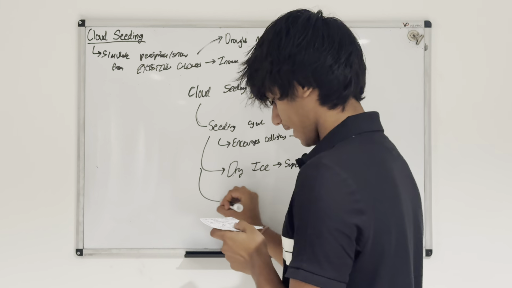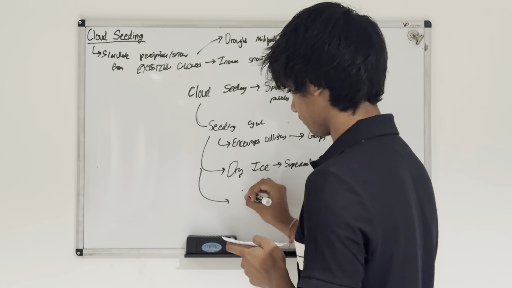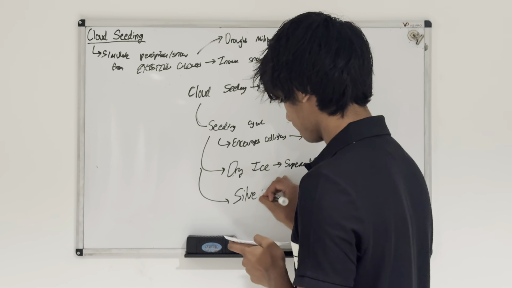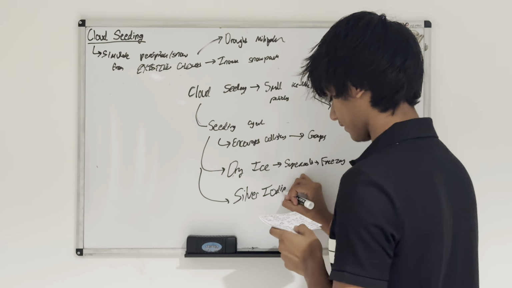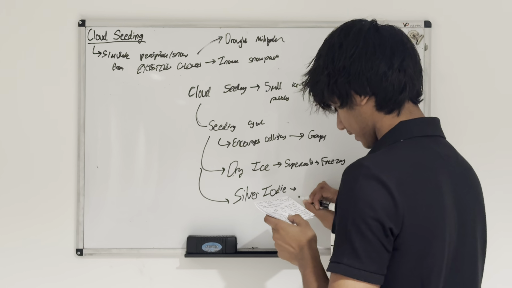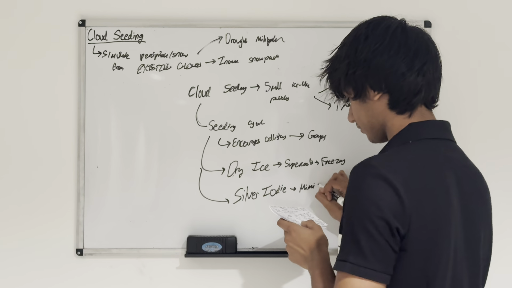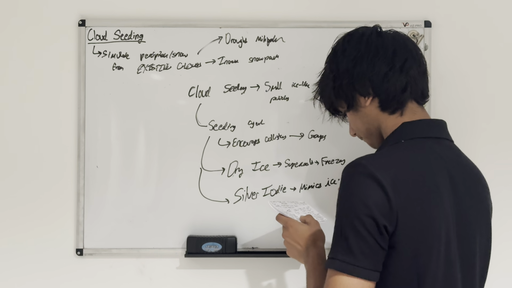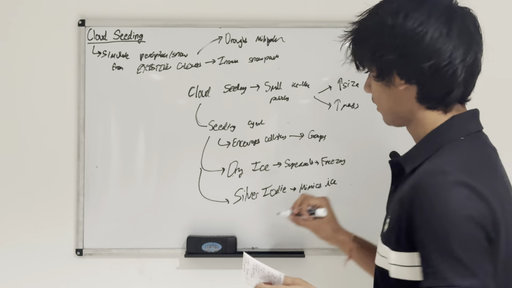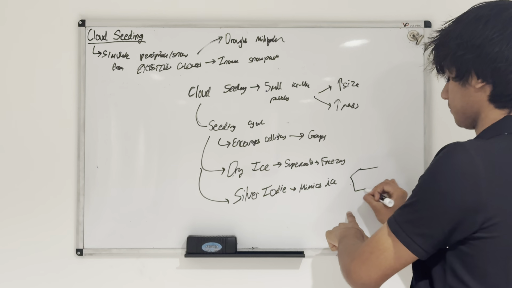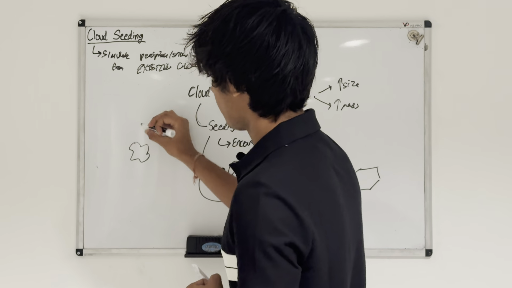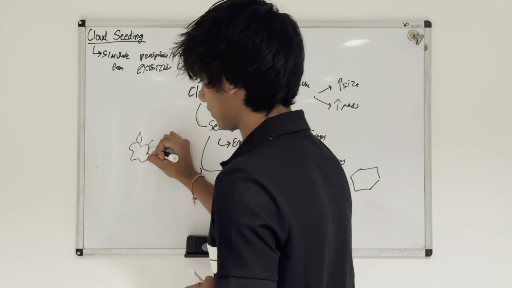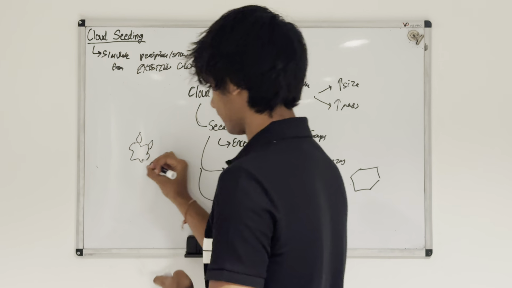You also have a compound called silver iodide. It's often used as a cloud seeding agent, and silver iodide mimics ice, so it's an ice-like formation. Basically it's in this hexagonal pattern, which is similar to ice. So you have this silver iodide in the atmosphere, and it takes these water molecules and makes them attracted to the silver iodide.